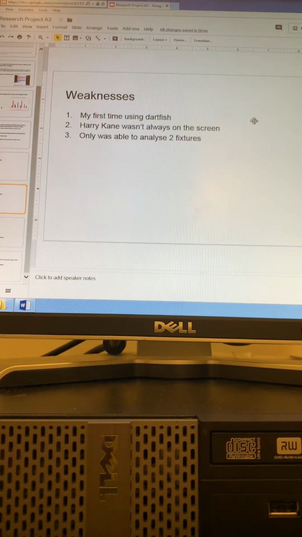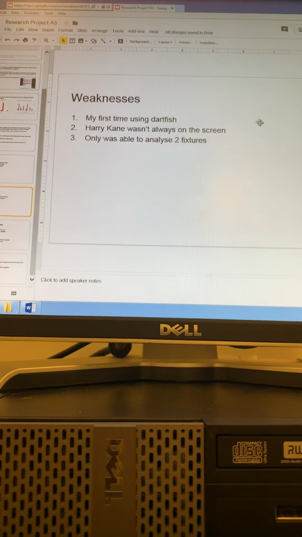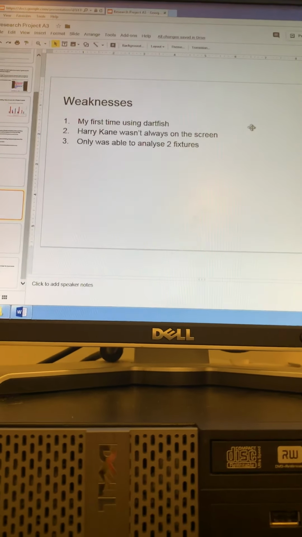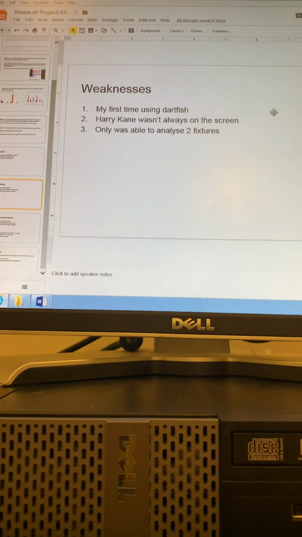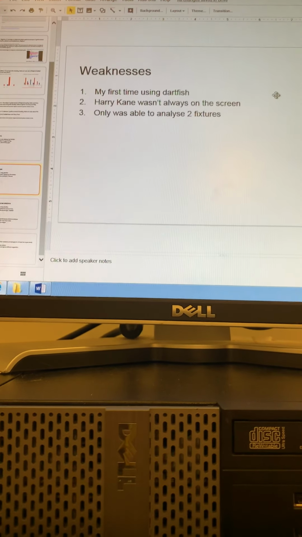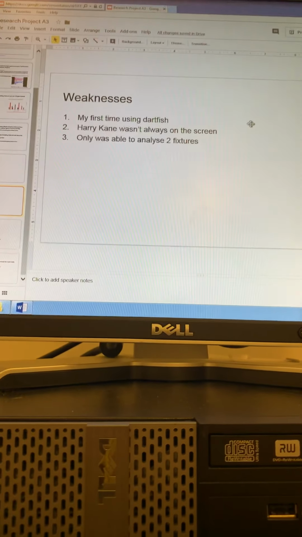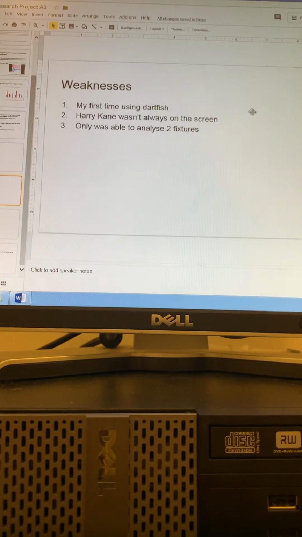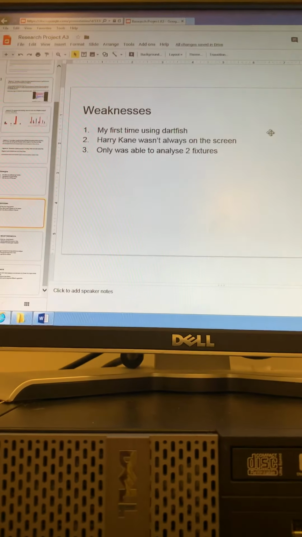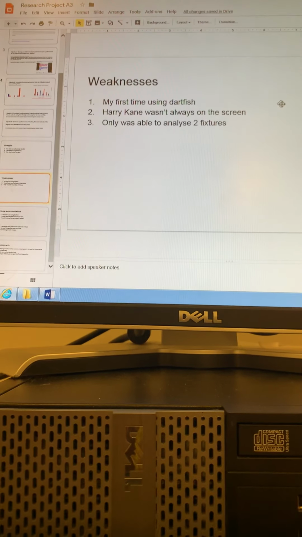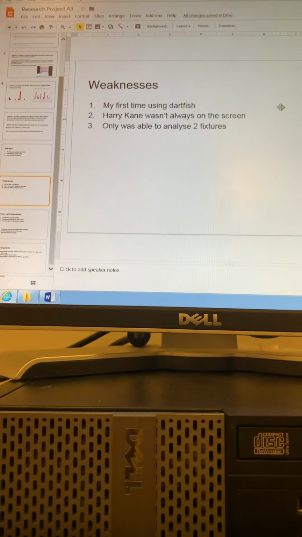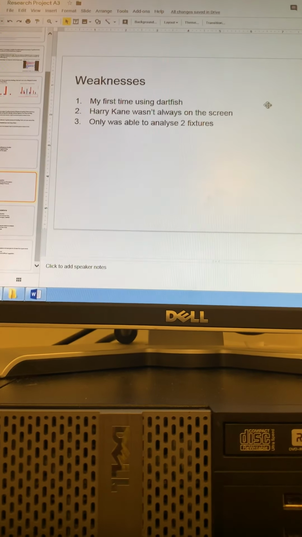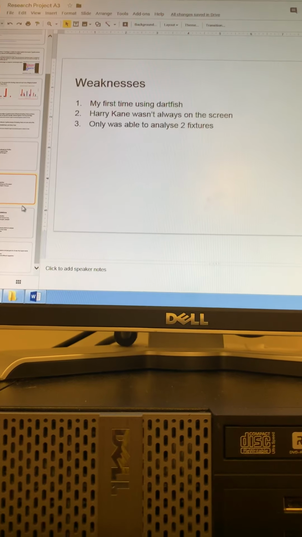Finally, the last weakness I analysed was that I was only able to analyse 2 fixtures due to timing. Therefore, Harry Kane could have had an off game or a game where he was at his best. Therefore, only doing 2 fixtures would have made my results less reliable, because I'd have to presume that his work rate was like this for the rest of his matches. However, if I did have more time, I could make my results more accurate and film more fixtures and analyse more on Dartfish.